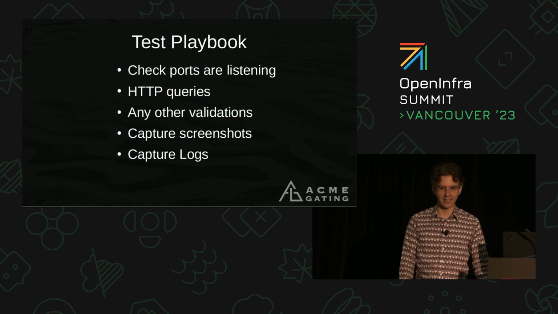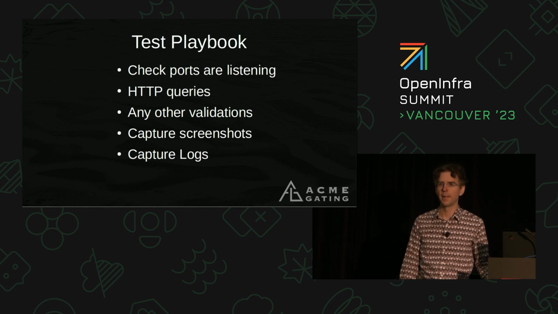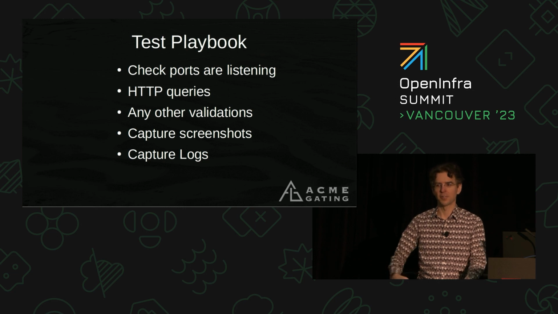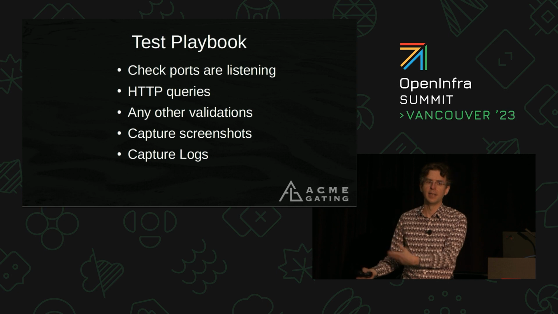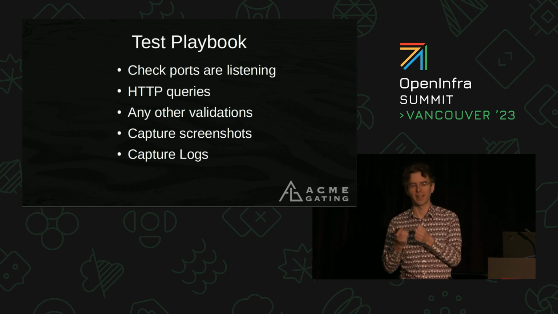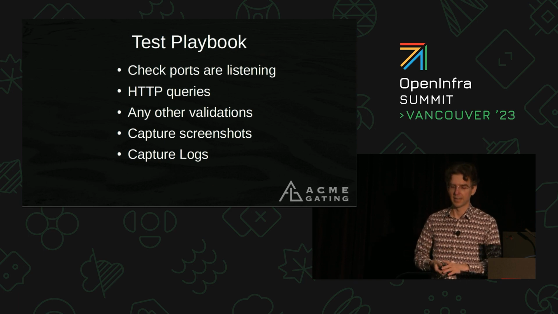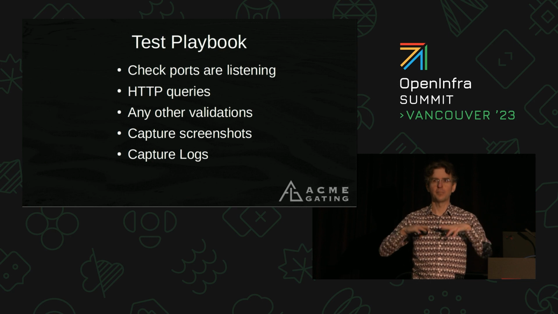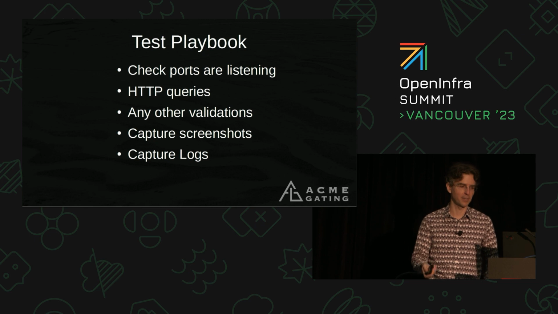So yeah, like I said, the test playbook is check ports are listening, HTTP queries, any other things that we want to do. Also, we might want to capture the logs from our ephemeral test system, because our logs aren't going to go to the normal place where production logs go. We need to pull them off of the test system. That's something that we don't do in our normal production playbooks, but we do need to do in this environment. So sort of anything, after you've simulated your production environment, anything else that you want to do after that, we put in our test playbook.